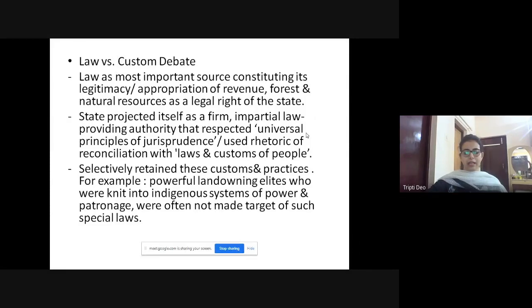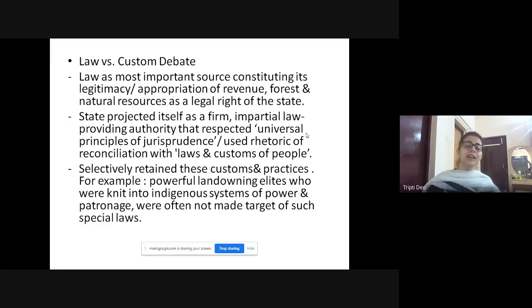Now, this is, I think, my last slide of this particular section on colonial forest policy, law versus custom. I've already mentioned why there was a conflict. There was a conflict because there was a certain custom, or tradition, in the way a particular category of people, tribes and forest dwellers, were living their lives, and there were laws, punitive actions and legalities that the Britishers brought in. So there was conflict in these two spheres. There was also a debate among the intellectuals and the colonial officials at that point of time, because some of them believed that law is the most important source constituting legitimacy, and the appropriation of revenue, forest and natural resources as legal rights of the state.